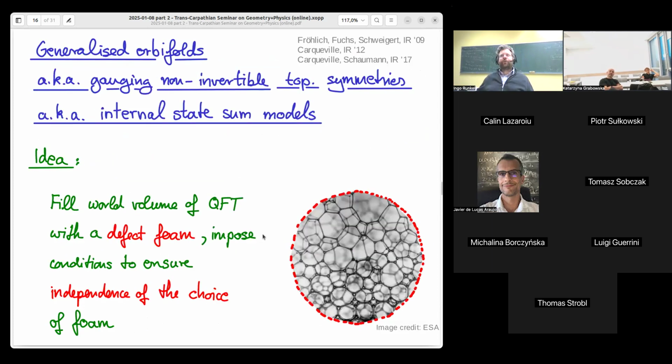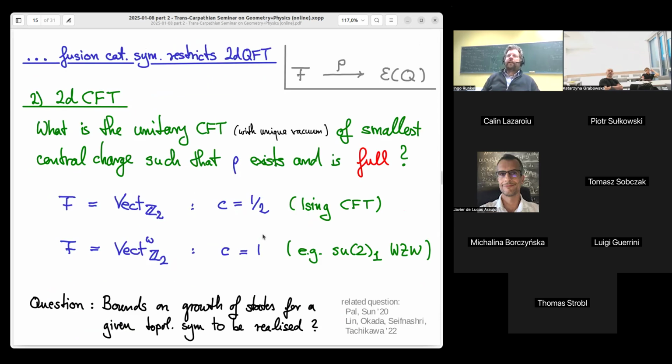Good. Now I want to go to these. Sorry, let me go back a slide. So that's what I wanted to say about the setup of topological symmetries, which may be not invertible and are realized by topological defects.